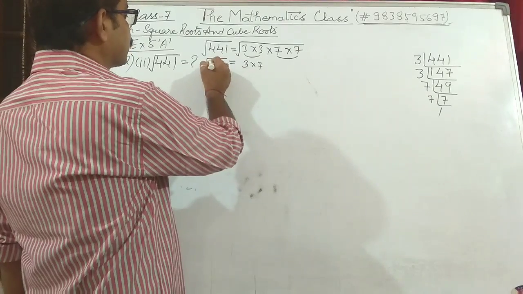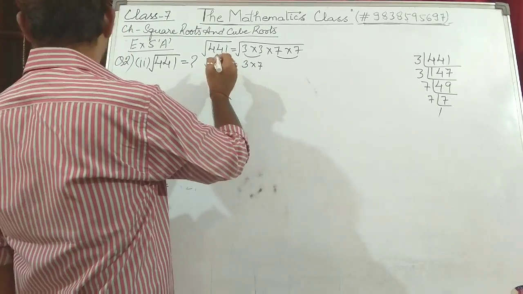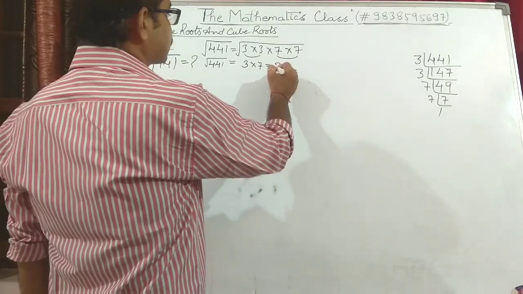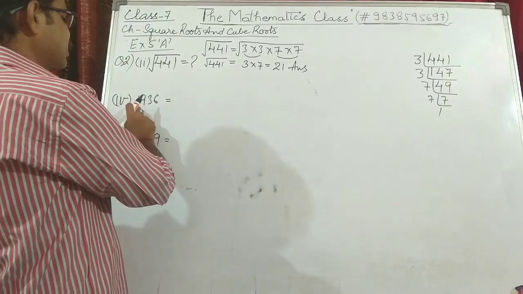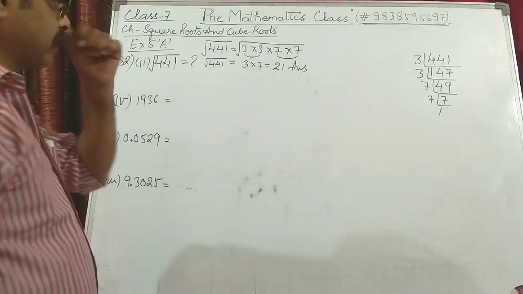So root of 441 is equal to 7 into 3, 21. That is the final value. Now we will check 1936. We have to find the root of 1936.